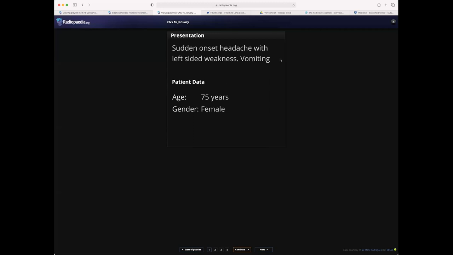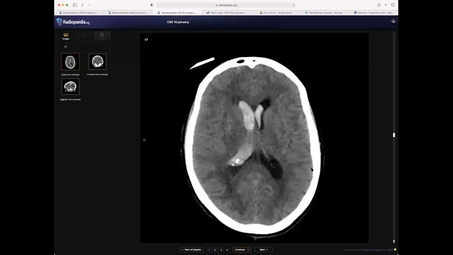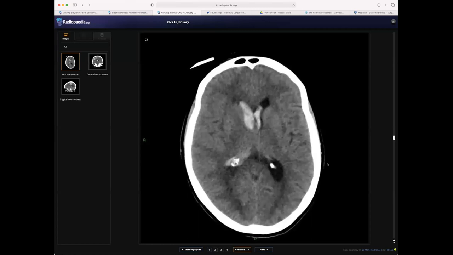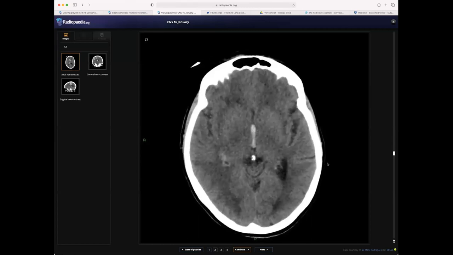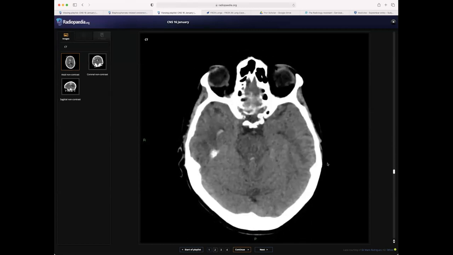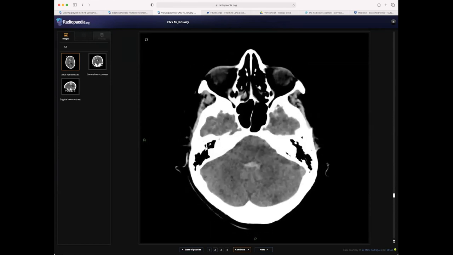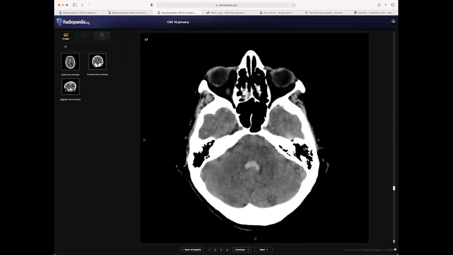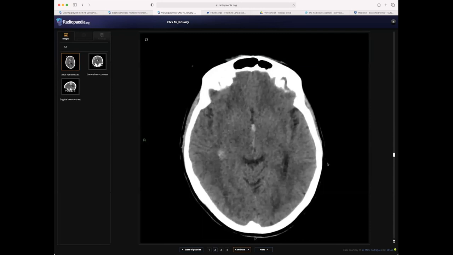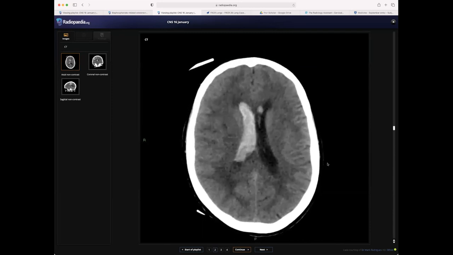So this is the patient, sudden onset of headache with left side weakness and vomiting, 75-year-old female. I am provided with the non-contrast CT scan axial images, which show evidence of an intraventricular hemorrhage. The blood is seen in the bilateral lateral ventricles extending within the temporal horn as well as in the third and fourth ventricle.